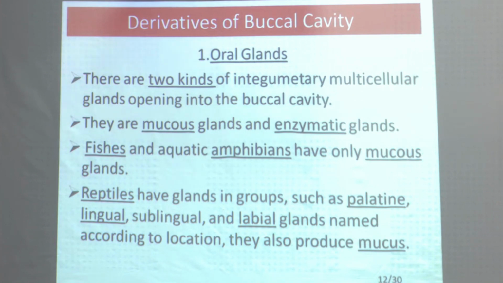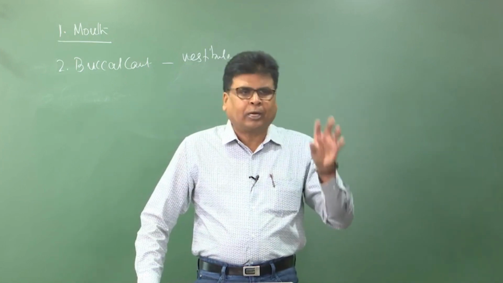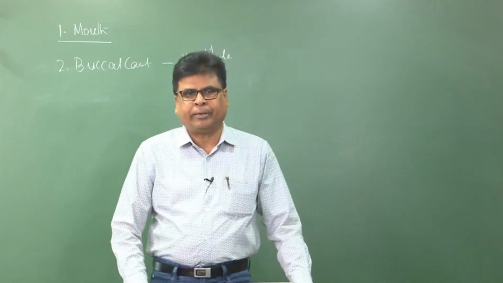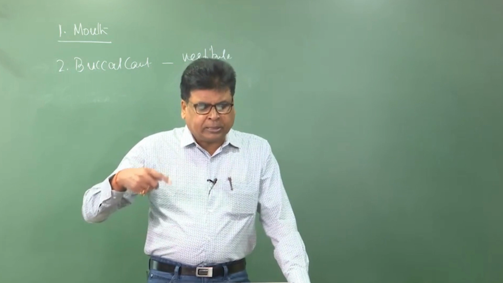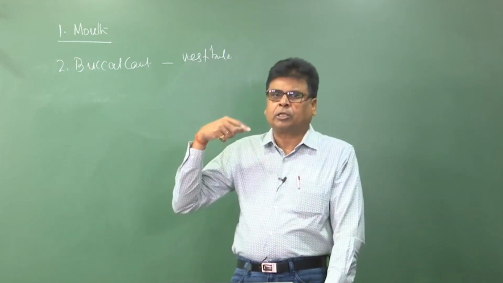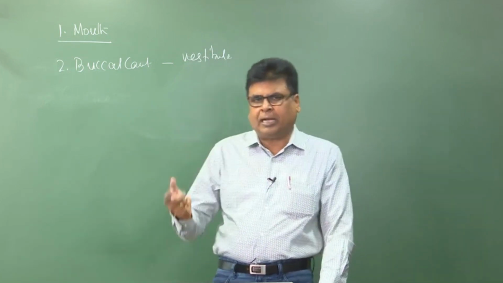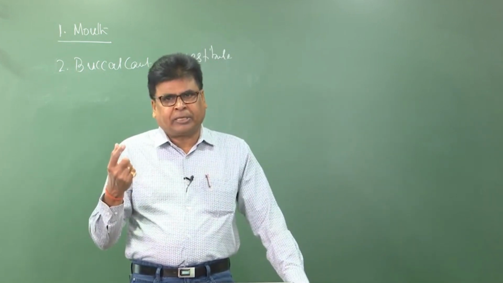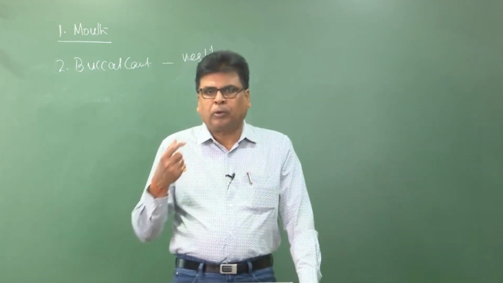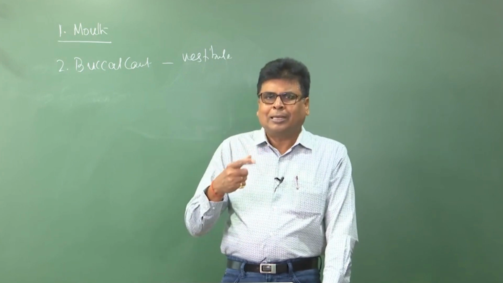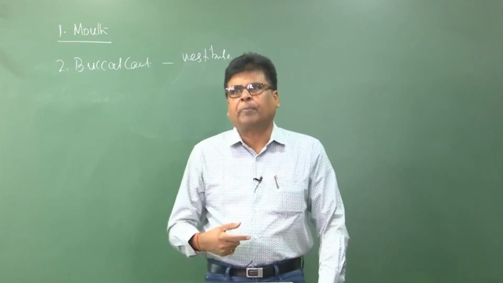So in the case of reptiles, these glands are again of different types. They also secrete mucus. They are palatine, lingual, sublingual and labial, and this name is given according to their position, according to the location in the buccal cavity. So in fishes, amphibians and reptiles, the glands are present in the oral cavity or buccal cavity. They are known as oral glands and they are engaged in secretion of mucus only.